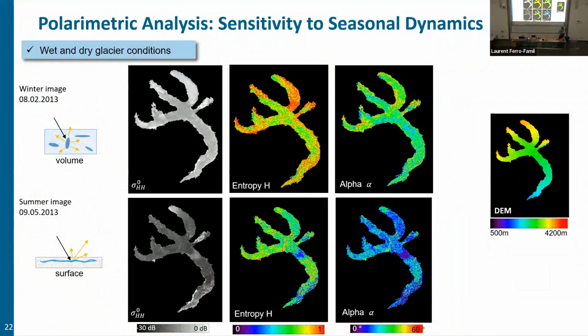Therefore it's very interesting to have also entropy and alpha, because you can also distinguish the scattering mechanisms that are ongoing. And for alpha, again, we see we have a higher alpha in summer because we have more volume scattering, which is clear, and a lower alpha in winter because we have only surface scattering. We see it also here. It's very strong surface.